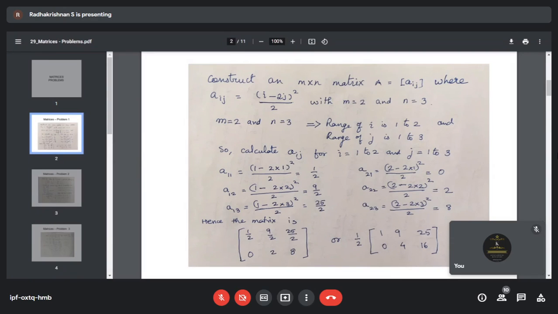So a11 will be, in that given formula or expression, (i minus 2j) the whole square by 2. You substitute i equal to 1 and j equal to 1, so you get a11. So that becomes half. Similarly, you keep on substituting for a12, a13, etc. So you get these values: half, 9 by 2, 25 by 2, 0, 2 and 8. Suppose you want to write it in a neater format, half we can write like 1, 9, 25, 0, 4, 16, all divided by 2.